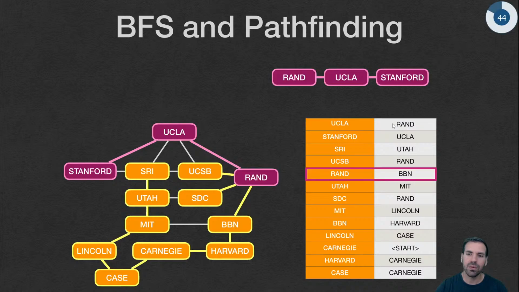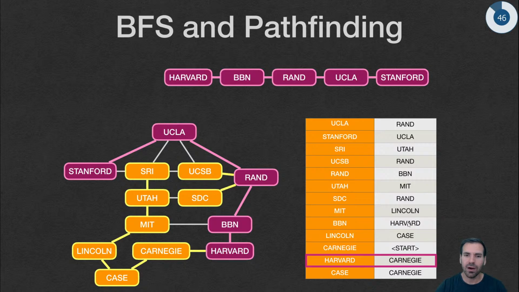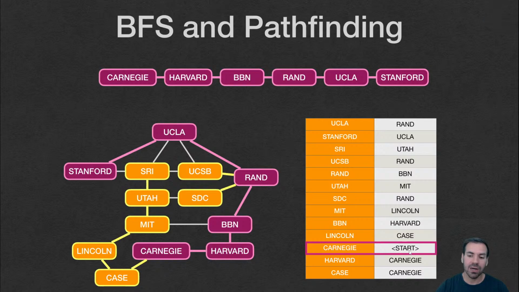UCLA, who found you? Well, Rand. Rand, who found you? BBN. BBN, who found you? Harvard. Harvard, who found you? Carnegie. Carnegie, who found you? Well, I'm the start node. Once we hit the start node, we know we've gotten to the beginning of the path, and we have our shortest path from Carnegie to Stanford that was found by Breadth First Search. So this is the way we can actually do path finding instead of just finding the distance numbers. If we want the distance, we can find the path and then compute the length of this path, and that's our distance as well. So we do get all the information here.